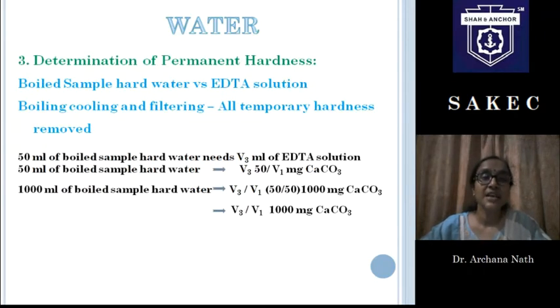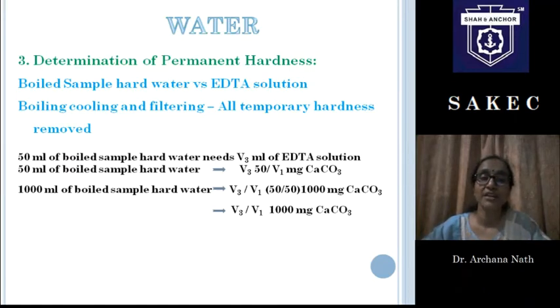The third step, we will calculate the permanent hardness. So how will we calculate permanent hardness? This time we will take boiled sample hard water. That means now temporary hardness has been removed. Whatever hardness is there in the sample water is from permanent hardness. Temporary hardness has been removed by boiling, right? So boiled sample hard water versus EDTA. And what is our observation? We will take that V3 ml of EDTA is required for this step.